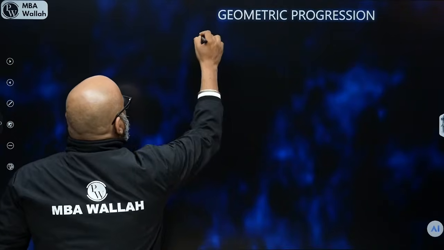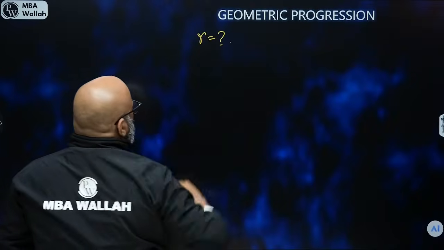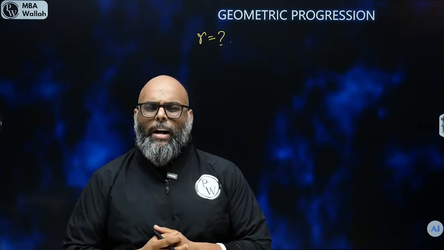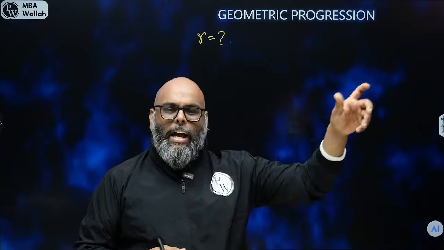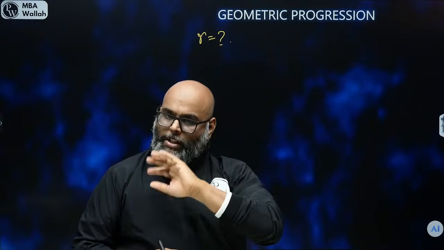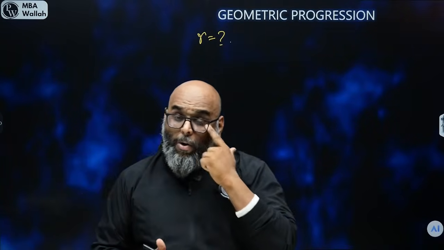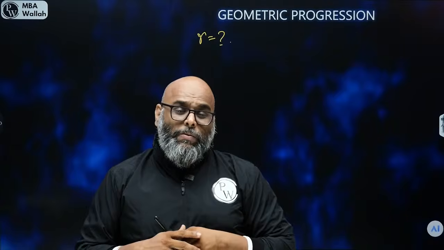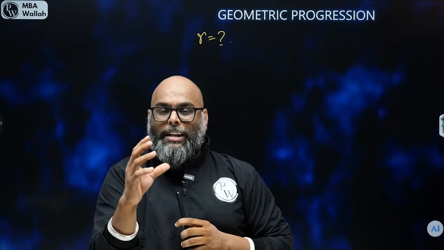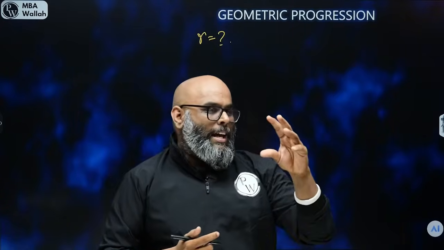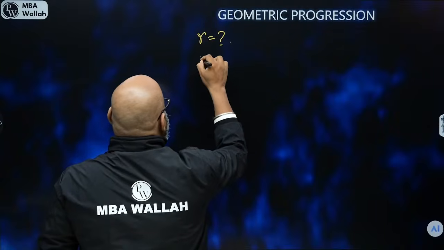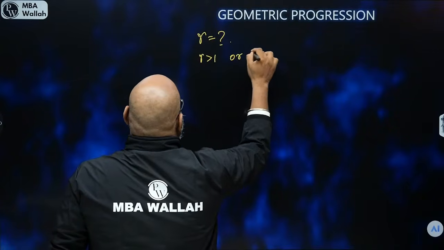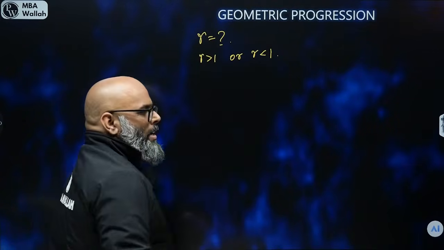What is the nature of R? Now when it comes to R, it can be an increasing AP, increasing GP, or a decreasing GP. But how do I understand that? Now this is where we split our categorization into two parts. We say either R is greater than 1 or R is less than 1. Does it make a difference?